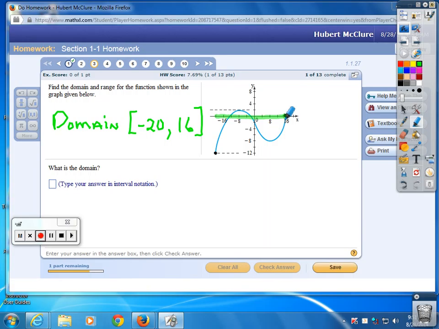So now we're going to do the range. Now somebody tell me why I went, on the domain, from negative 20 to 16? Why didn't I go 16 to negative 20? Well, 16 is the biggest number. But unless you're from the Middle East, you generally go left to right, because that's the way you've been reading for the last 15 years. Why start going from right to left?